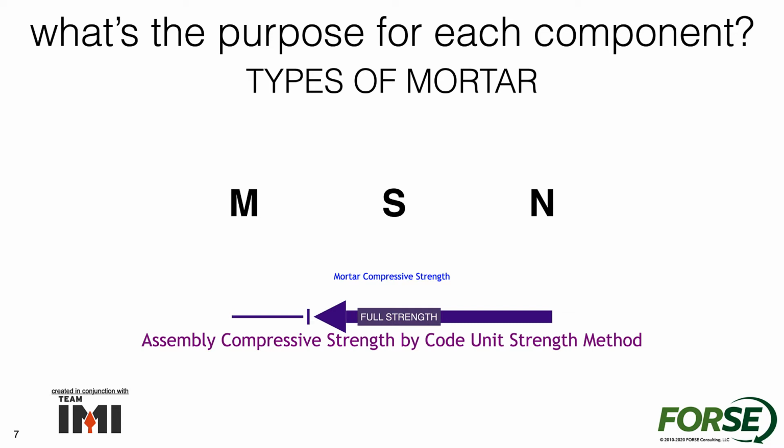The overall assembly compressive strength, when defined by the unit strength method, both M and S mortar are going to really be the same thing. So as you move from right to left, really type N is going to be the weaker mortar, and then M and S are both going to be equivalent strength. So it tends to be not a reason to move from N all the way to type M. Type S tends to be the mortar that we would want to use for a structural wall.